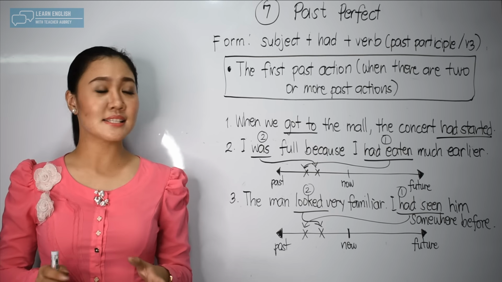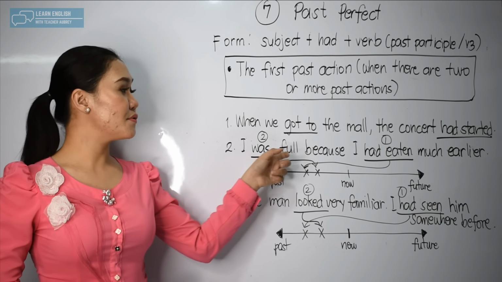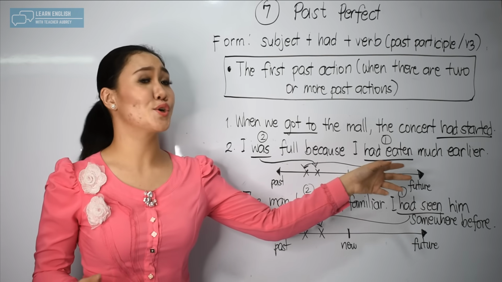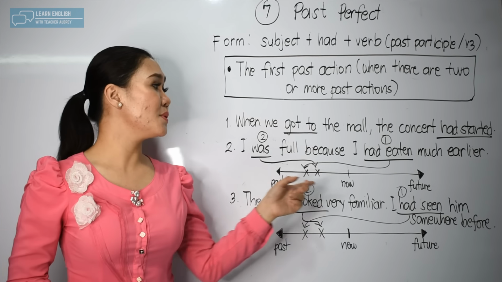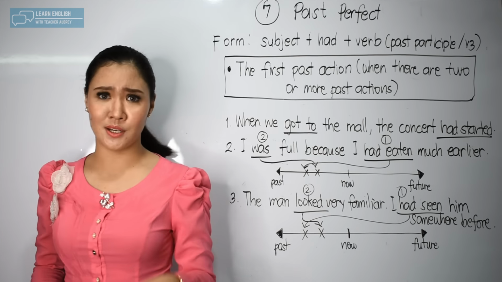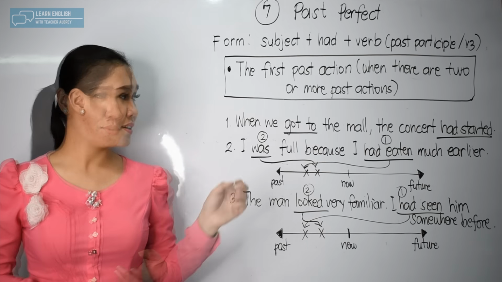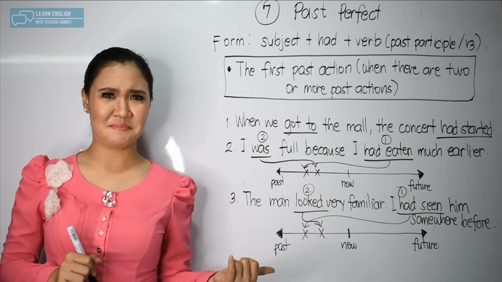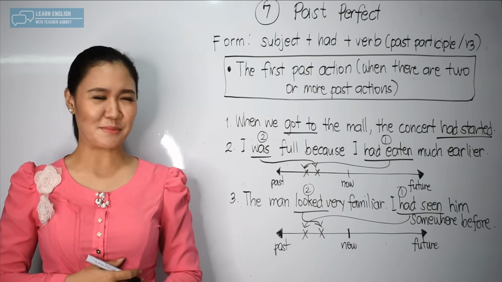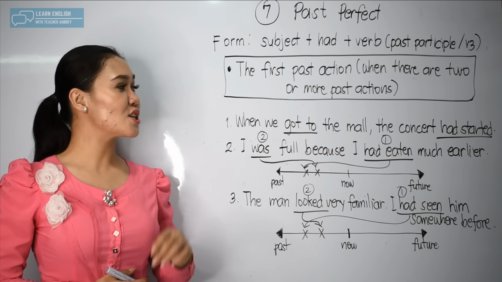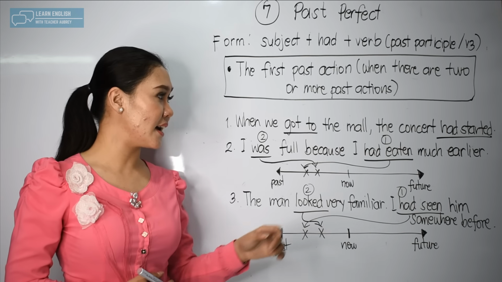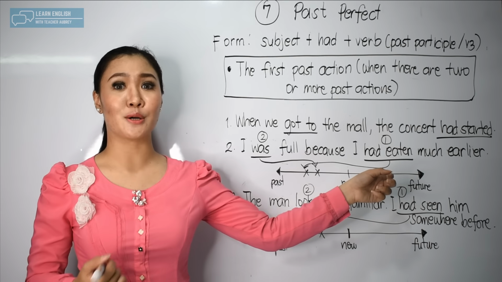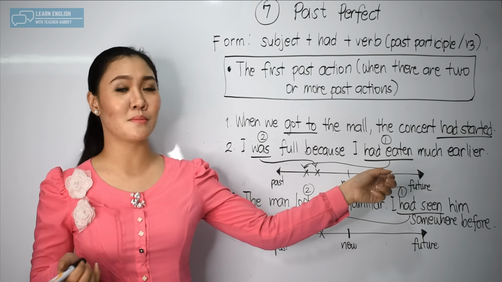Okay? Next example is, I was full because I had eaten much earlier. Busog na ako. Yun yung sinabi, busog na ako dahil ang dami kong nakain kanina. Ang dami kong nakain kanina, sarap ng ulam. Yung unang action dito na natapos sa nakaraan ay I had eaten much earlier. Marami akong nakain kanina, nung maaga.